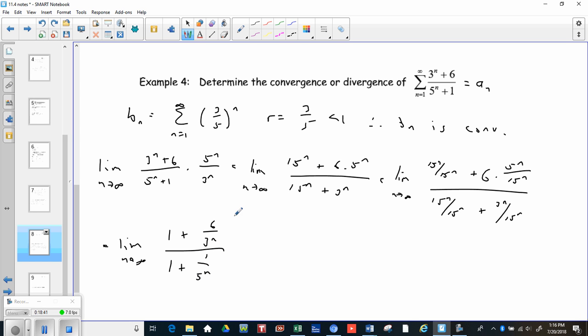Now if I take the limit, this little fraction right here, 6 over 3 to the n, goes to 0. This piece right here also goes to 0. So my limit is going to be 1 over 1, or 1. So therefore, since I got a finite value, and I already knew b sub n was convergent, a sub n is also convergent.